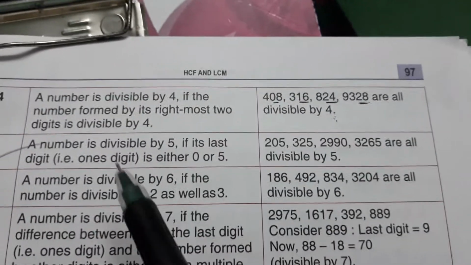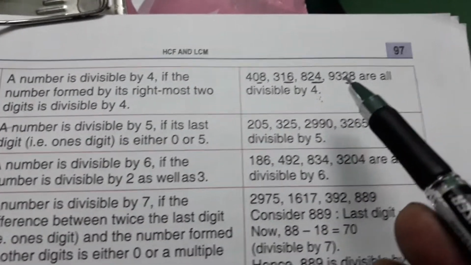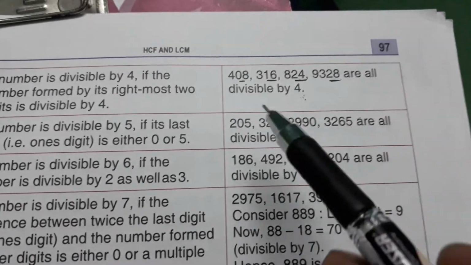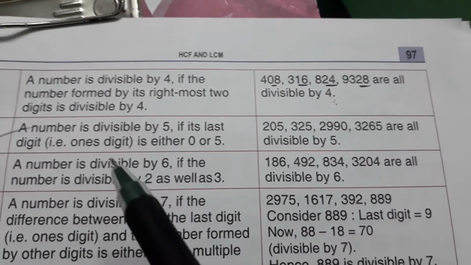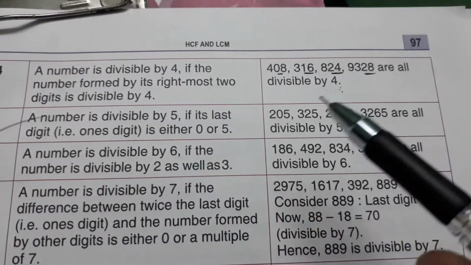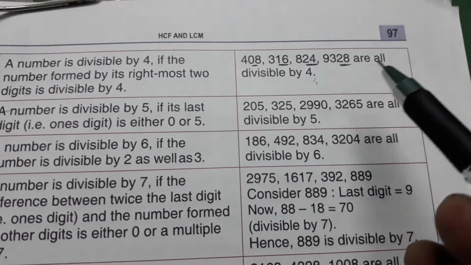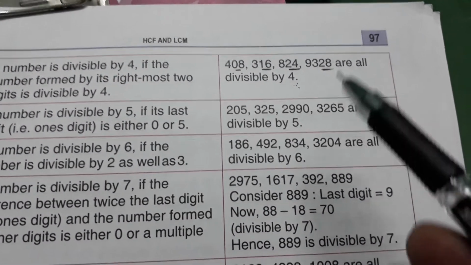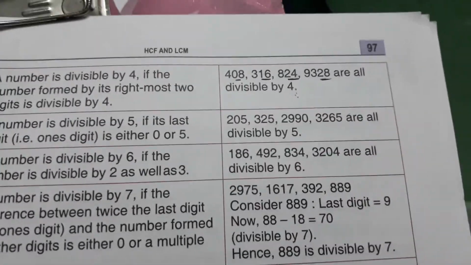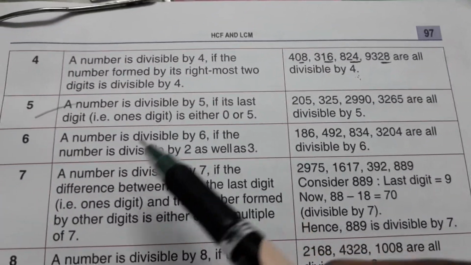Another rule is there but not given here. In the textbook it is not given, but I am explaining that in case any number ends with two zeros, that number is exactly divisible by 4. That is the rule for 4.